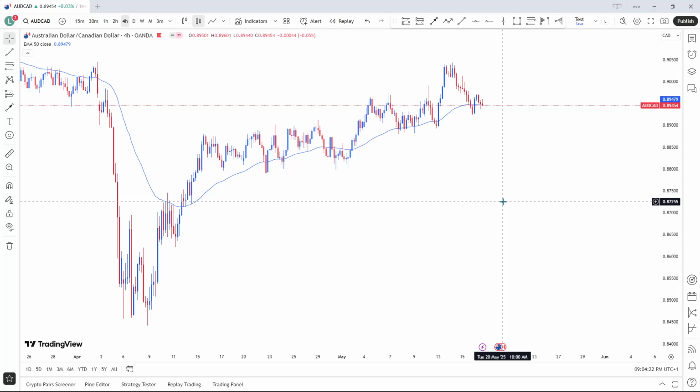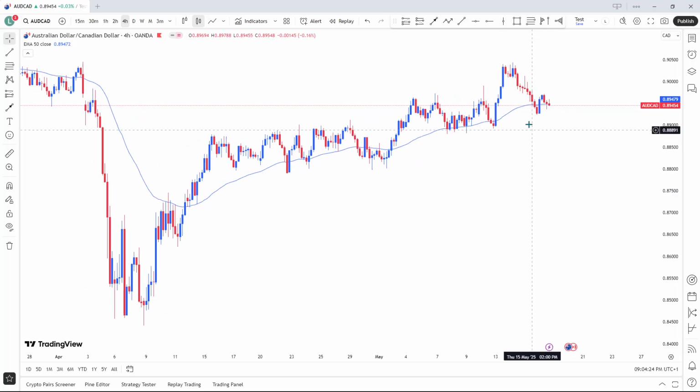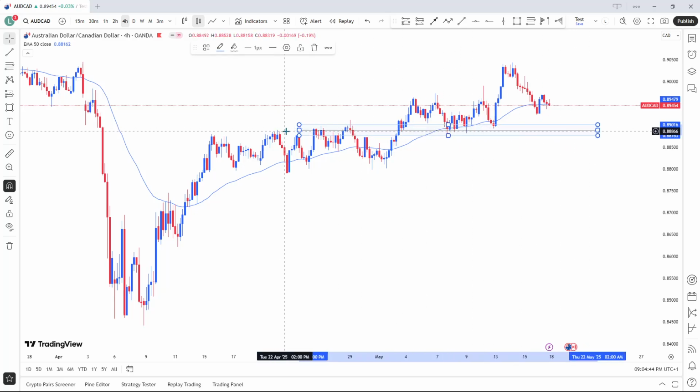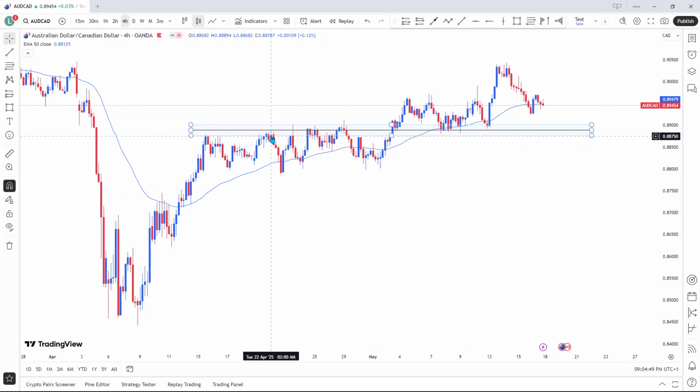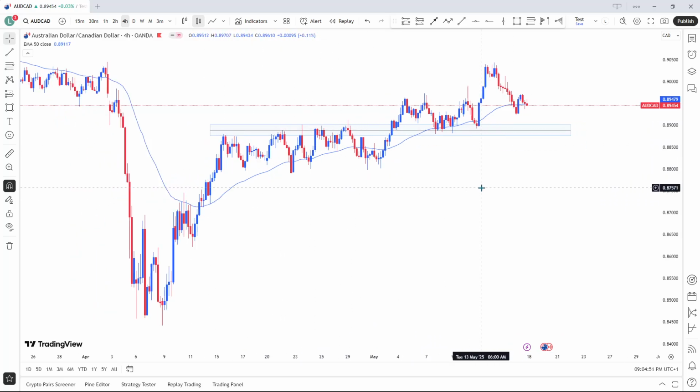So what I tend to do is basically get your rectangle or your square, find somewhere that's roughly around all these levels. So let's use this nice big wick here, and I go from the top of the wick to the bottom of the wick, and then I will just simply drag it from left to right just to make sure it taps into as many of these as possible.